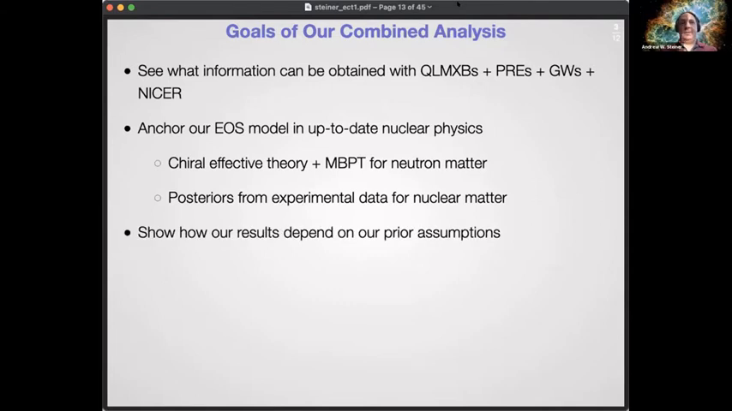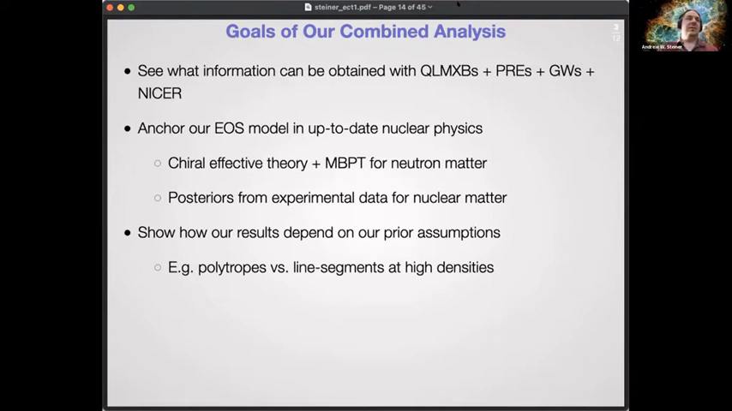Then, as I mentioned in the first slide, prior assumptions are important. And so we want to take care to try to show how our results might depend on our prior assumptions. Okay? And it's been long understood that the priors at high density are particularly important.